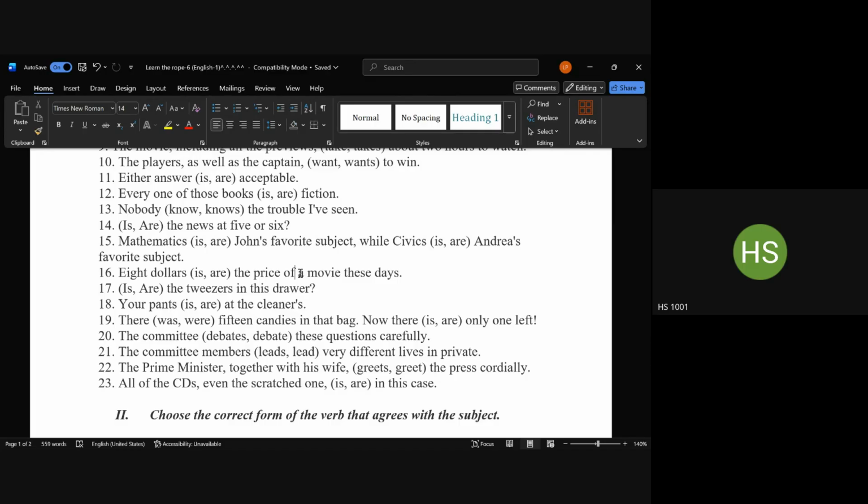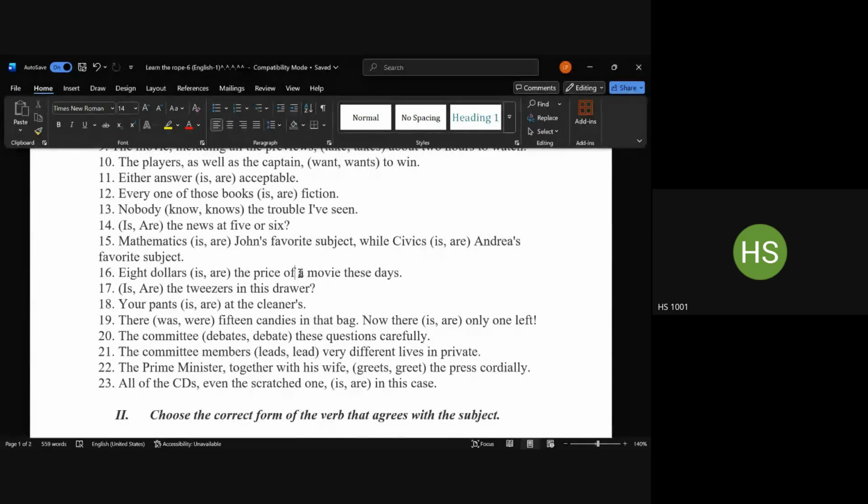Okay. Then 20th one, the committee debate these questions carefully. The committee is put together and seen as one, so it's debates. Committee is a singular usage. So it's going to be the committee debates these questions carefully. But 21st one, the committee members or the members of the committee, then it is plural.